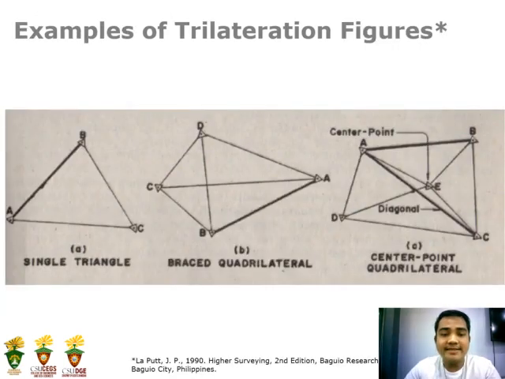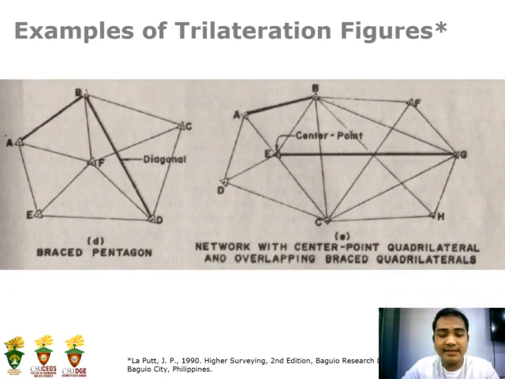So here are the examples of the trilateration figures. It is the same as in triangulation, right? That is the similarity between triangulation and trilateration. In trilateration, we also have the single triangle, the braced quadrilateral, and the center point quadrilateral. So mainly they are the same as the triangulation figures.